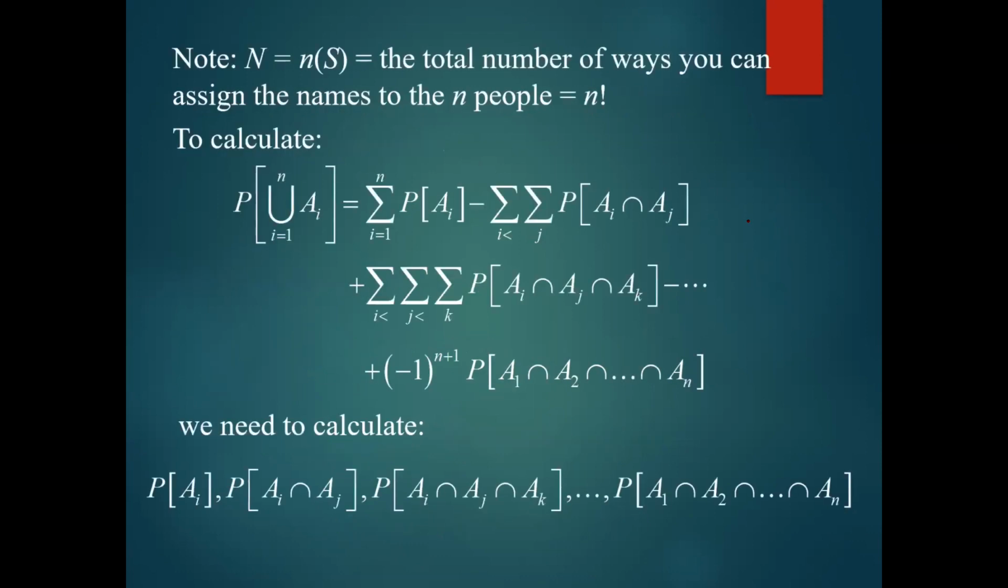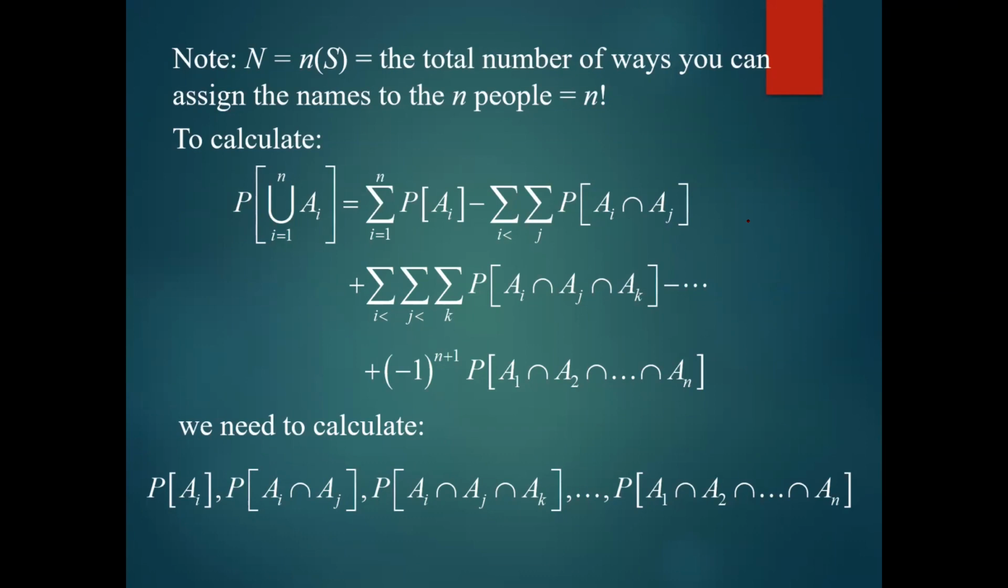Okay. So, how many ways can you assign names to n people? Of course, there are n factorial, because given a set of names, let's say 20 names, you can assign that to 20 people in n factorial ways, or 20 factorial ways. Okay.